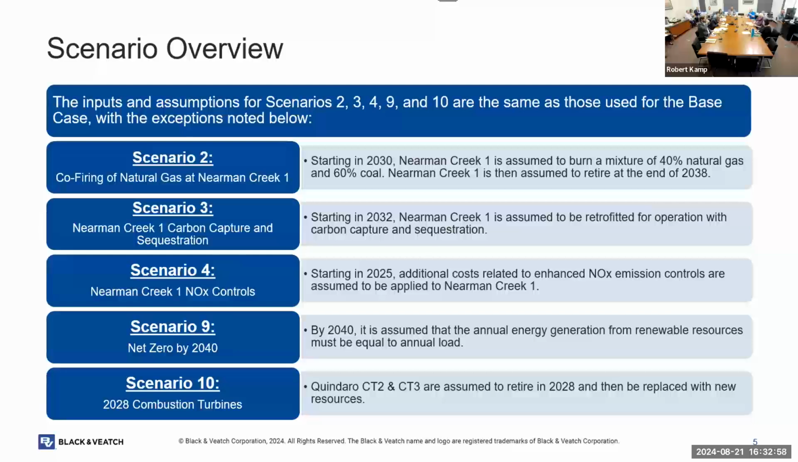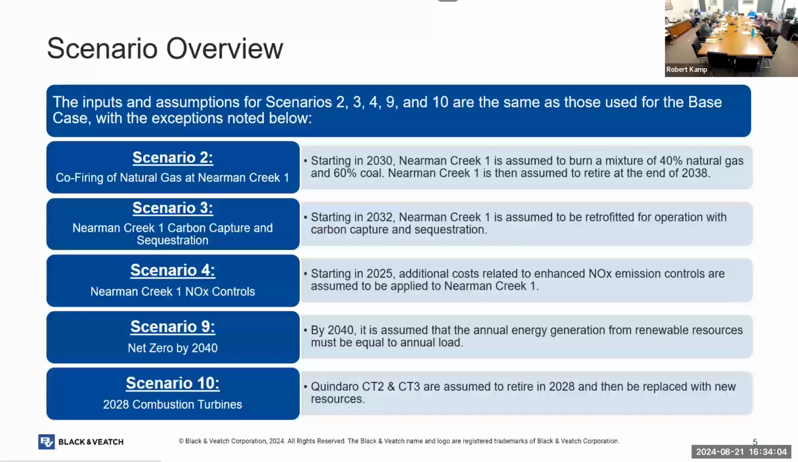Again, just to review, all scenarios are derived from the base case. Each scenario will have a set of modified assumptions to evaluate different sets of future circumstances. Here, scenarios 2, 3, and 4 are related to possible futures where BPU would take action to change the operation at Nearman Creek 1 to comply with new environmental rules. And we'll discuss in detail these assumptions when we go through each case individually. Scenario 9 is the net zero by 2040, which is a net zero carbon case. And then scenario 10 is looking at the effects of retiring the oil-fired combustion turbines at Quindaro in 2028.